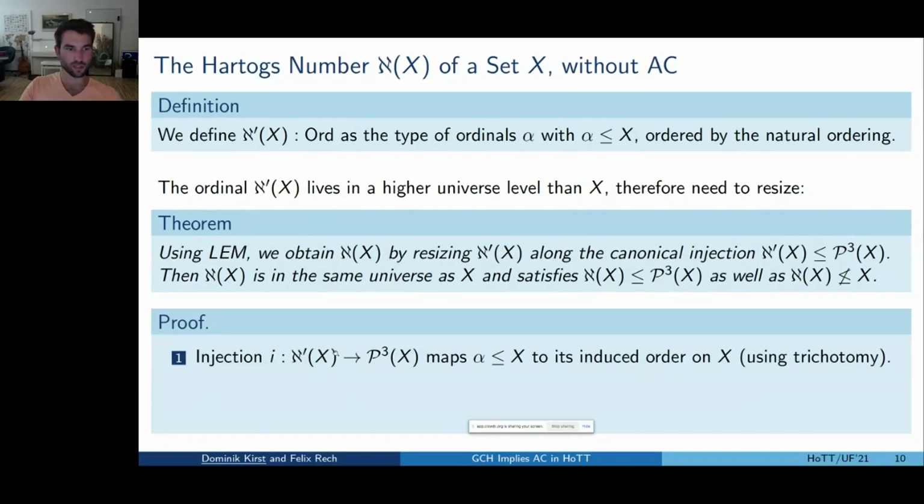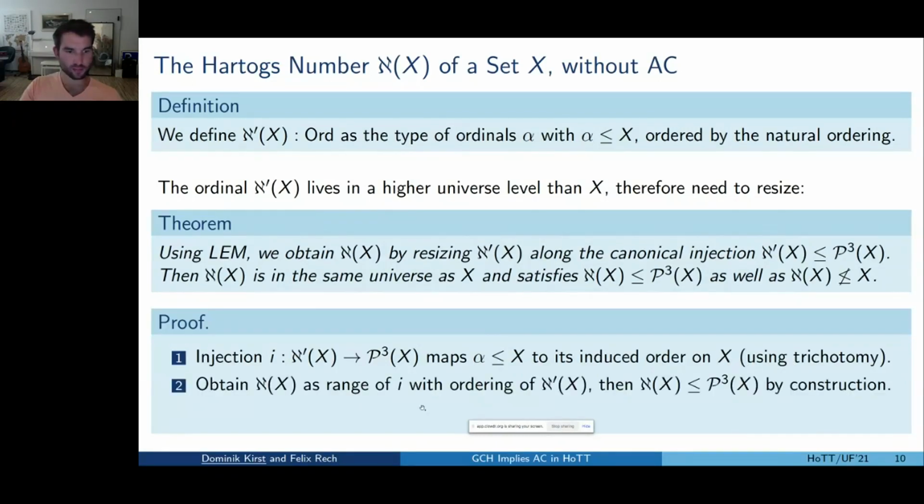element of the Hartogs number in this preliminary definition, which is an ordinal which embeds into X. And along this embedding, you can well order a part of X. And we just map it to exactly the class of all partial well orders that are isomorphic to the ordinal you start with. And this needs a bit of classical logic. And then you're directly done because you can obtain the Hartogs number as the range of this injection. You immediately get the bound because it's a subtype of the threefold power set.